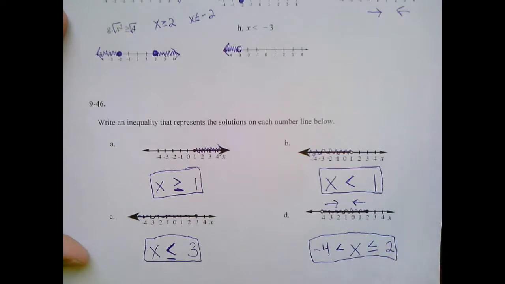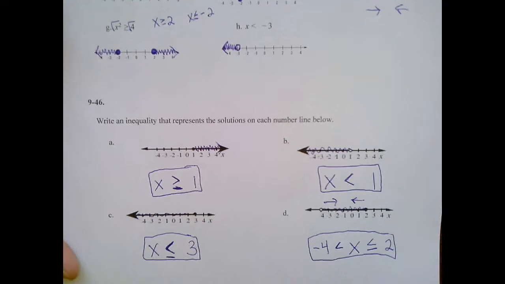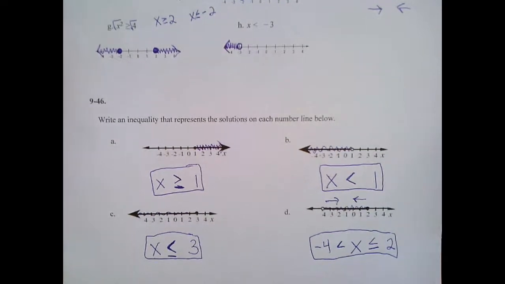Or you could just go left to right: -4 is less than x is less than or equal to 2. Again, the Pac-Man, whichever way it's facing is the bigger side. So for example, right here, -4, and then the Pac-Man is facing the x, which means x is bigger than -4, which is basically the same thing as -4 is less than x. You see, guys, it's really not so bad. I know most of you have seen this before, so it should not be too bad at all.